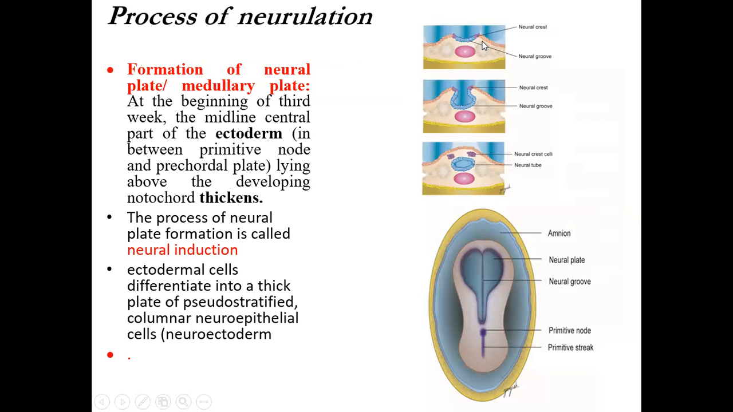Now, so what is the process of neurulation? Firstly, it involves the formation of a neural plate, or it is also known as medullary plate. So at the beginning of the third week, the midline central part of the ectoderm, that is in between the primitive node and the precaudal plate, lying above the notochord, thickens to form a neural plate. So the process of neural plate formation is called neural induction. Now the ectodermal cells differentiate into a thick plate of pseudostratified columnar neuroepithelial cells. So neural plate is made up of pseudostratified columnar neuroepithelial cells.